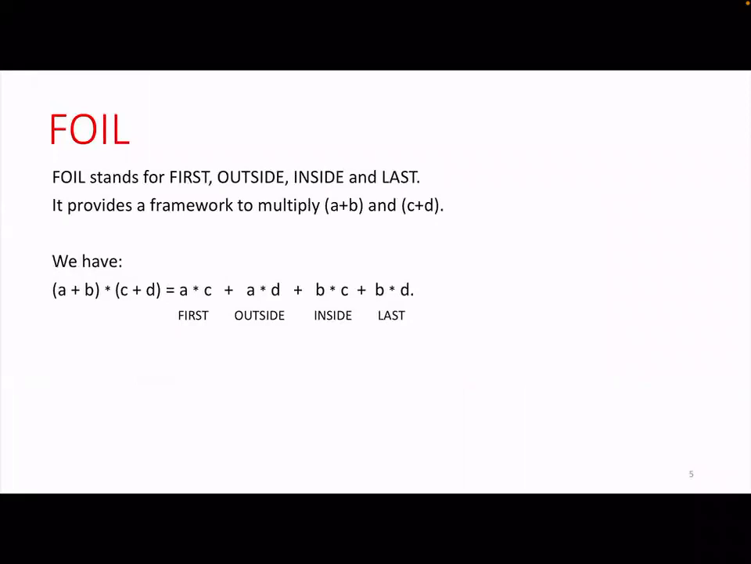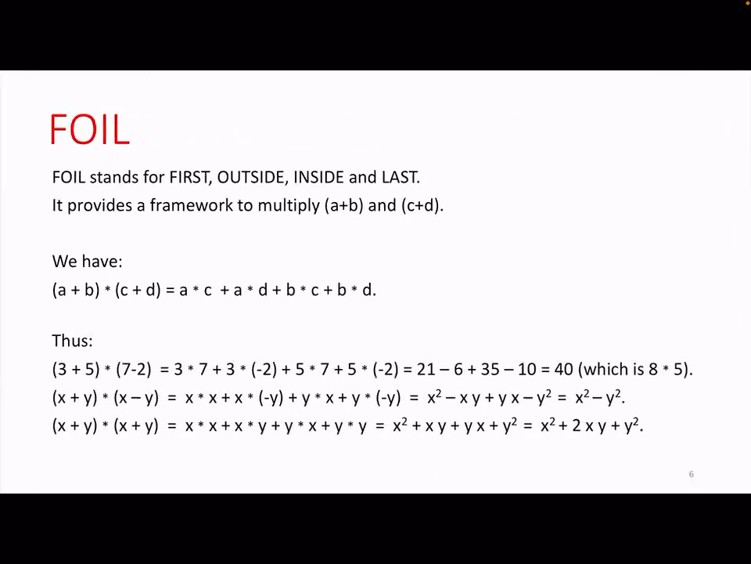Similar to last time, one of the main tools is FOIL: first, outside, inside, last. If we want to multiply two expressions such as (a+b) times (c+d), we get a times c plus a times d plus b times c plus b times d. You can do this for lots of different problems, and you can derive some identities. I'm not going to go through these in great detail, but that's why the slides are here.